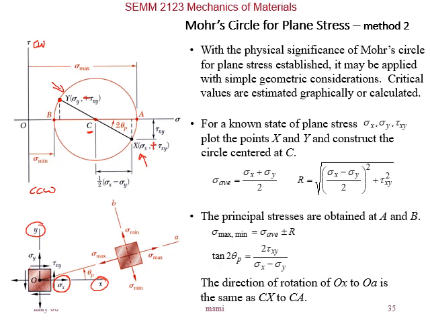A represents the principal stress axis, and B is the principal stress axis too, but it's the minimum normal stress. And A represents the maximum normal stress. Again, the rest is the same. How you read or how you use the Mohr circle is the same.